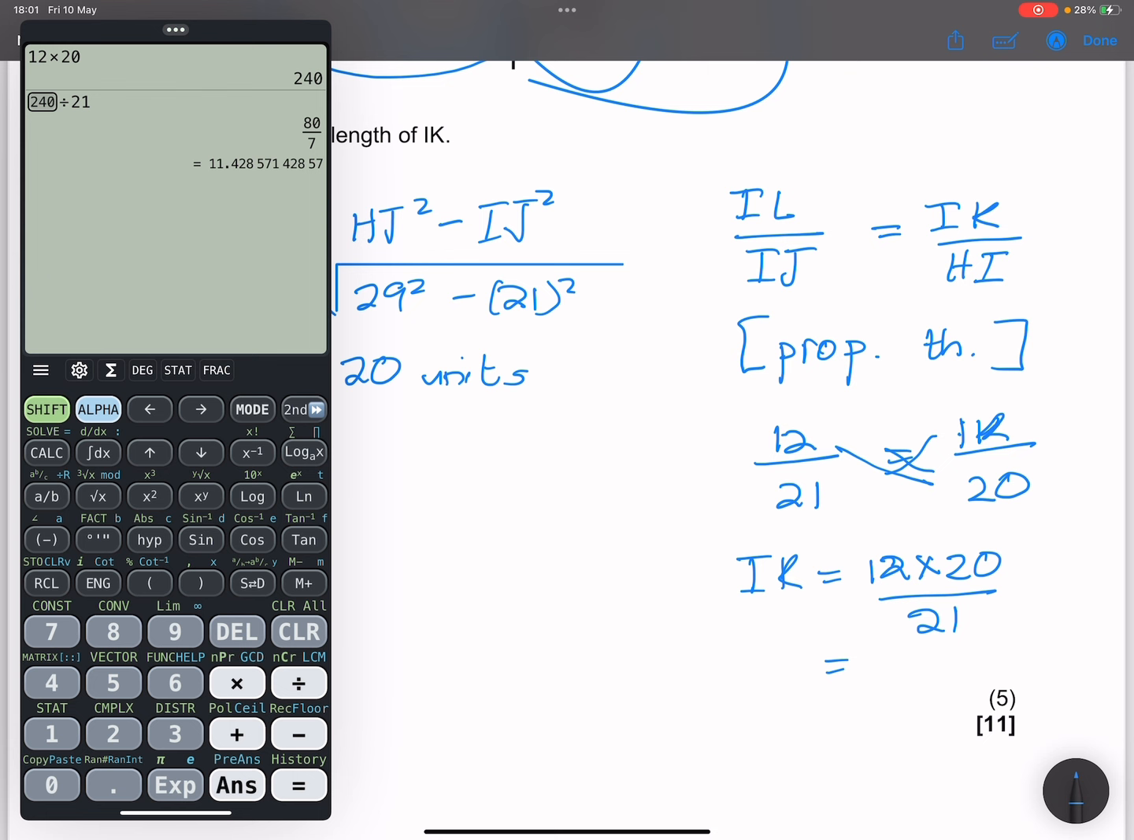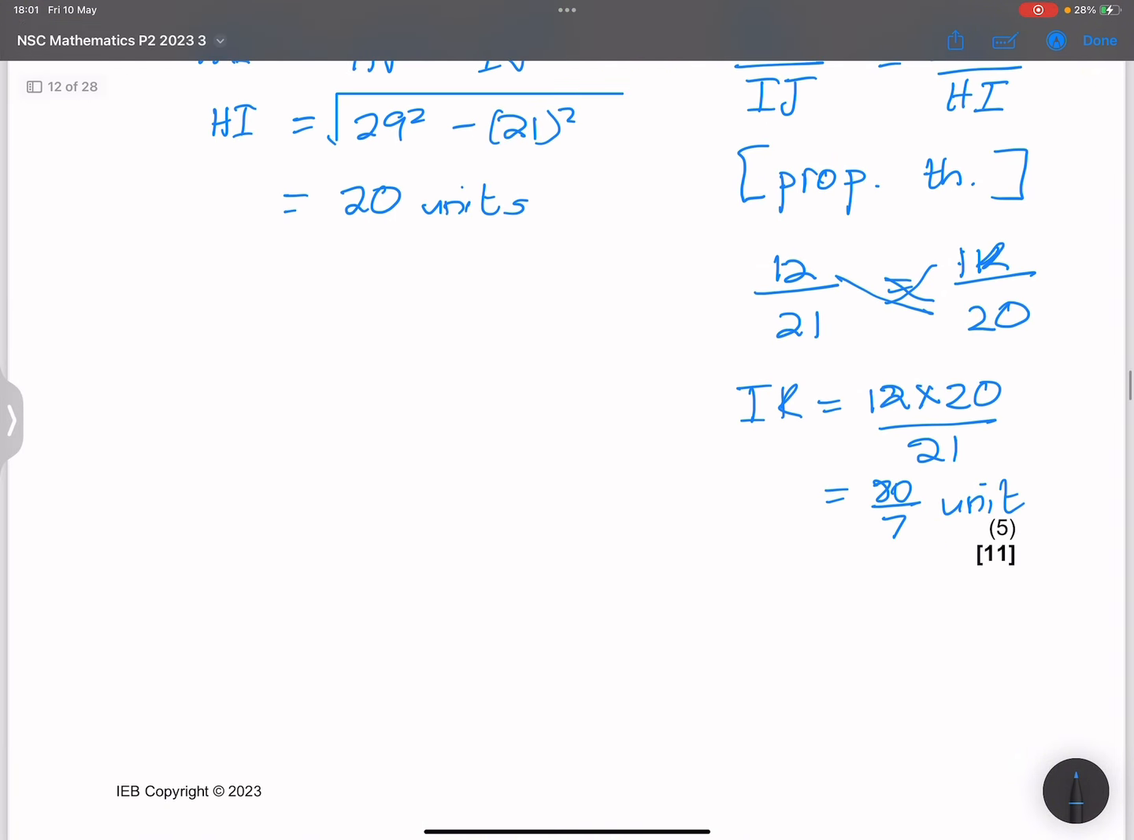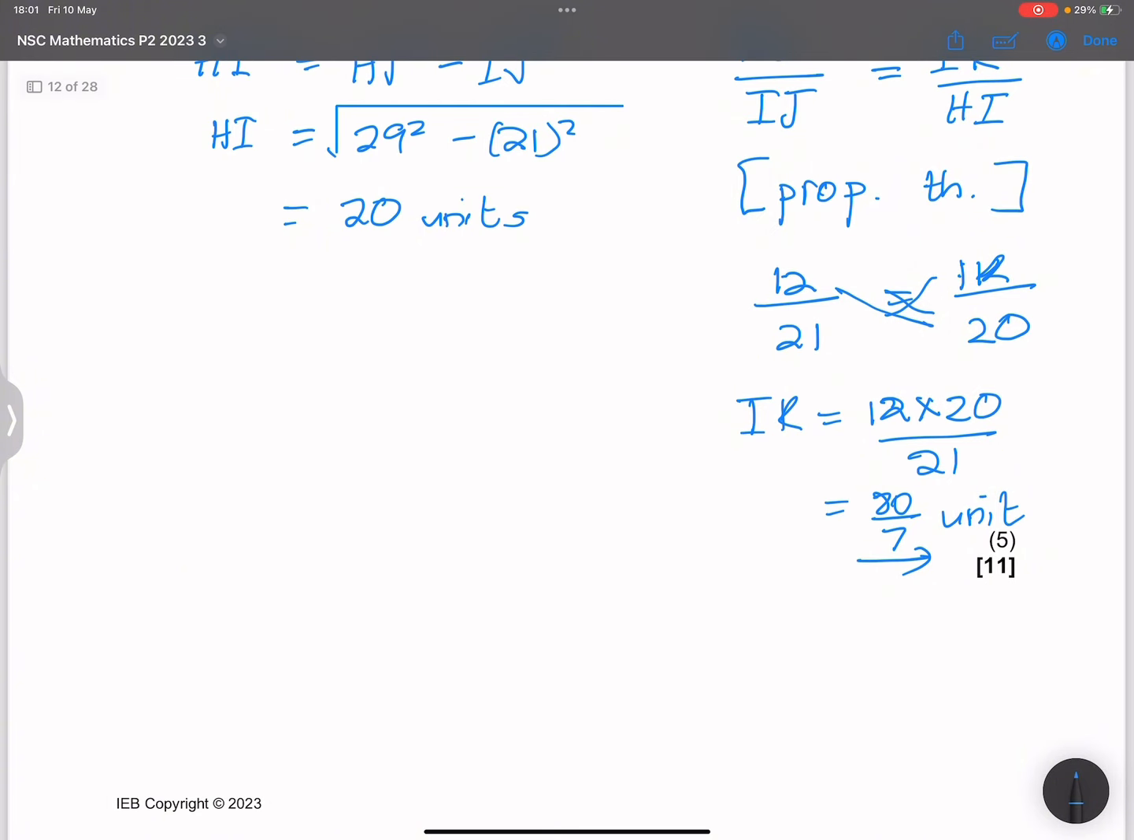Okay, I hope that makes perfect sense. Right, so that would be the units there. They didn't say that we must leave it in decimals, so I'm just going to leave it as a fraction. I hope that makes sense, ladies and gents. And essentially that's how we get the length of IK. All right, and that's how the cookie crumbles. Let's go to the next part of this question.